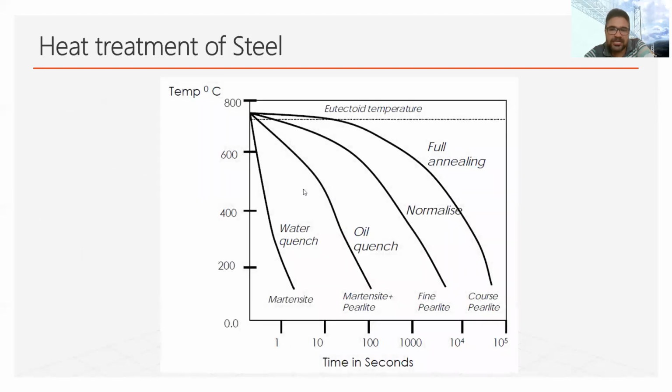So here in this graph, we can see the heat treatment process using different ways. This is the time in seconds on the x-axis, and this is the temperature. So the temperature goes down depending on the process of heat treatment. In case of full annealing, it takes a very large time to cool. In the normalized process, also at the same time you can see the structure of steel forms.